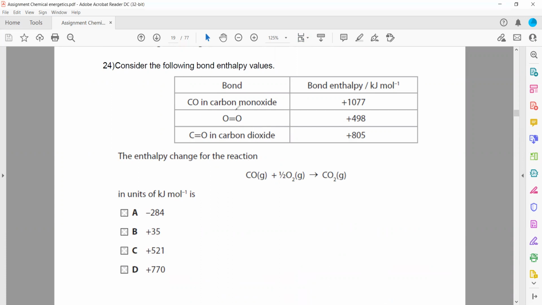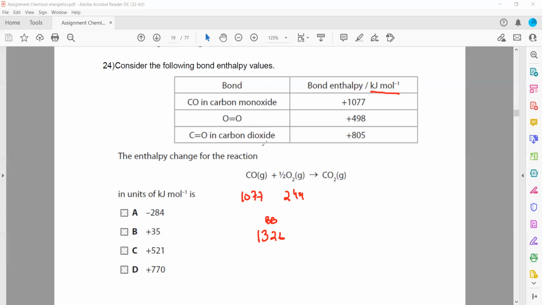So in carbon monoxide, the bond enthalpy is 1077. For 1 mole of oxygen, when we break 1 mole of oxygen bond, that is 498. But in the question, we don't have 1 mole, we have only half a mole, because this is written in kilojoule per mole. So it will be 498 divided by 2, which is 249. That's the bond breaking. So 249 plus 1077, the total bond breaking energy is 1326.